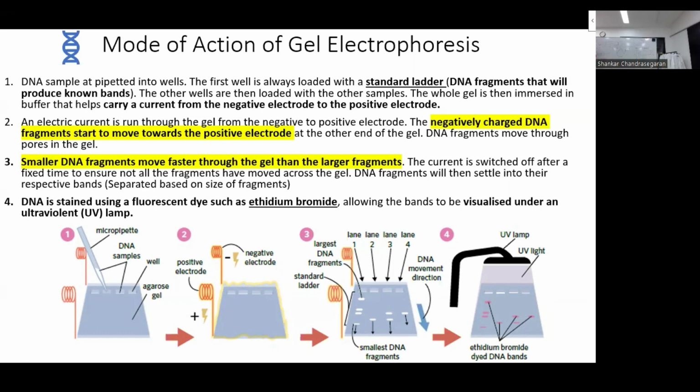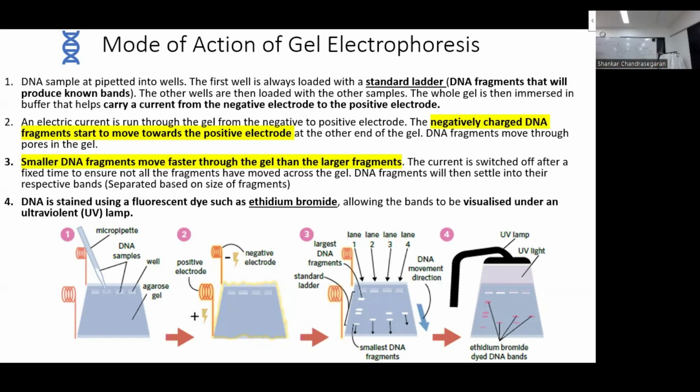Okay. After that, all the other wells are loaded with the samples, lane 2, lane 3, lane 4, based on the samples we've collected. Make sure the wells are placed at the negative electrode, because we want DNA to move across the gel, and that can only happen if there is a current going to the positive side. Next, the current is run through the gel, where the negatively charged DNA particles will move across the gel, traveling towards the positive side.